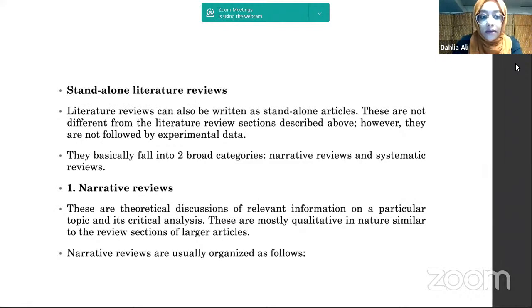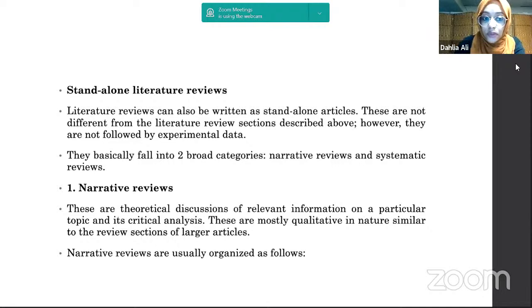There are a few types of literature review. There's a standalone literature review, which is written on its own, just the literature review. These are not different from the literature review section prescribed above. However, they are not followed by experimental data. Literature reviews in general basically fall into two categories: narrative review and systematic review.